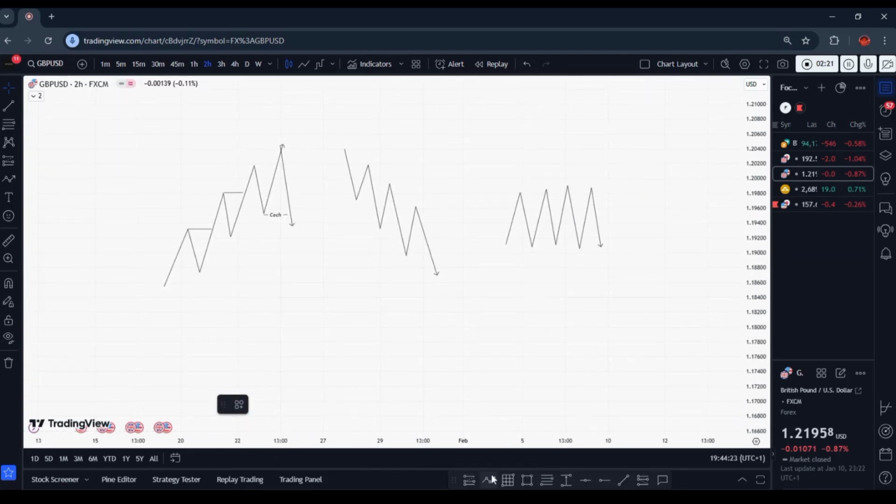Likewise, on the sell side, we have breaks of structure to the downside, can you see? We have another one here coming. We have another one here, a break of structure to the downside. You can see here, we have another one here. This is a break of structure to the downside.